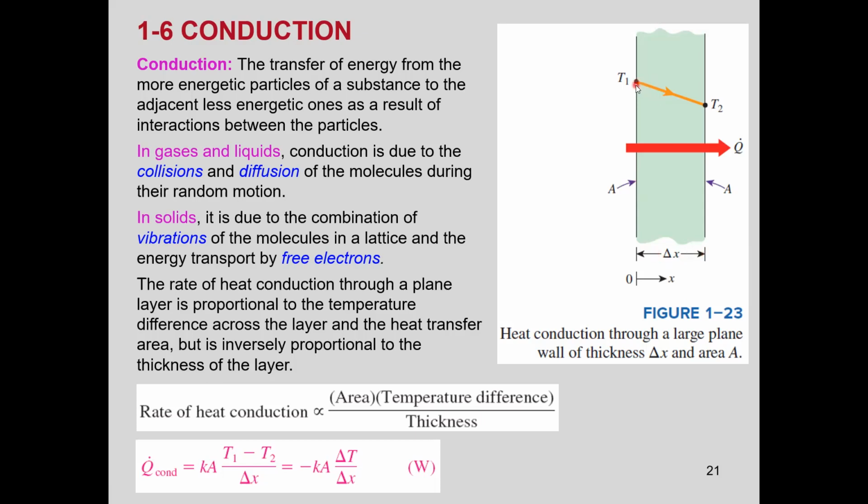So this surface of the wall is at temperature T1. The other surface of the wall is at a temperature T2. And the heat flows through the thickness. So the area is normal to the direction of heat transfer. Why is heat transfer from left to right, but not from right to left?